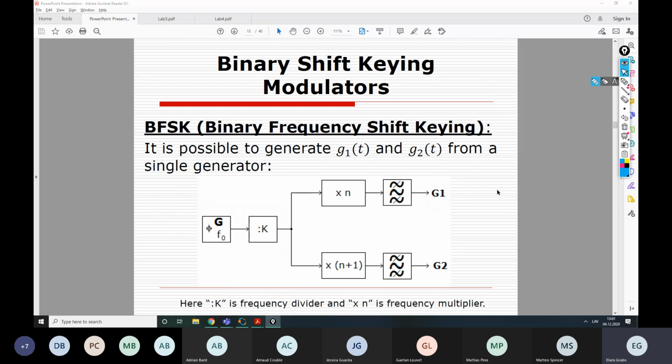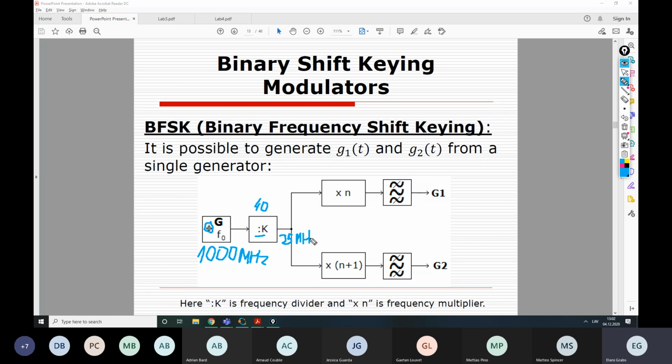Now, there is a way to generate these two signals from a single source with high precision, a quartz element inside, and so on. For that, we are going to need some frequency dividers, which reduce the frequency by some factor. For example, here we have, let's say, 100 megahertz. And then we divide it by, let's say, 40. So at the output, we are going to have a 25 megahertz frequency for the signal.